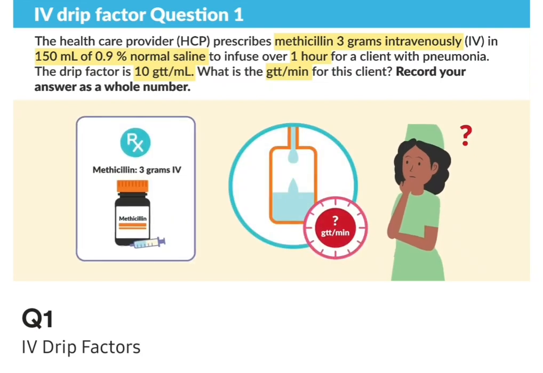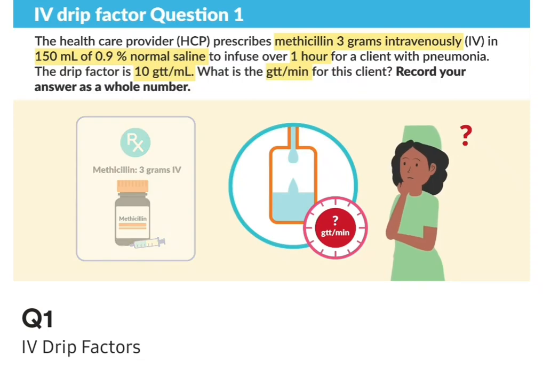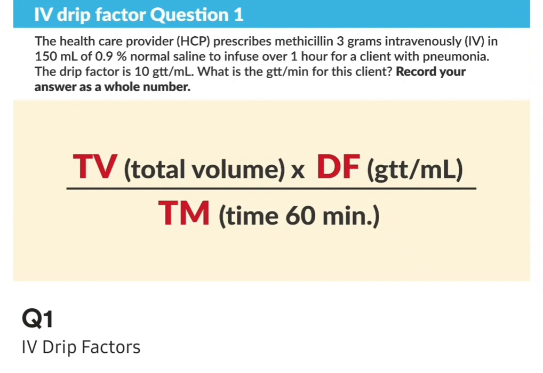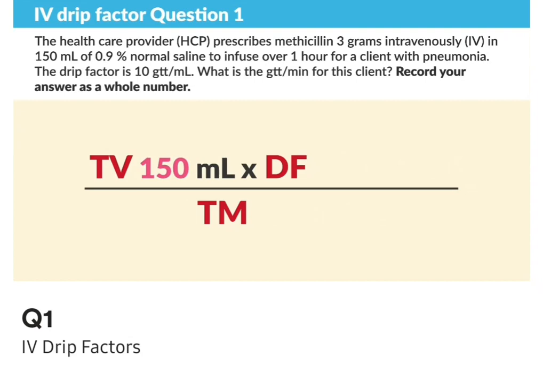So this question obviously is asking for drops per minute, so let's set up the equation. Remember, TV makes you deaf over time. TV is the total volume, DF is the drip factor, and time is 60 minutes. Remember, 60 minutes and not 1 hour. 1 hour is for a pump. So we're going to set it all up here. We have 150 mLs for total volume, 10 is the GTT, and then over 60 for 60 minutes.